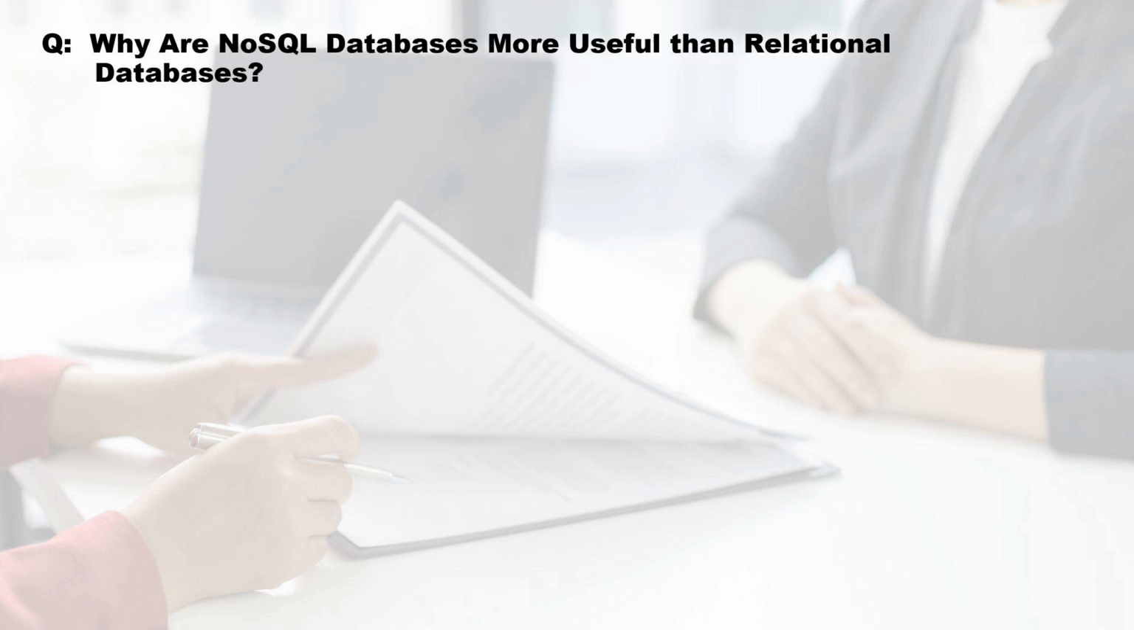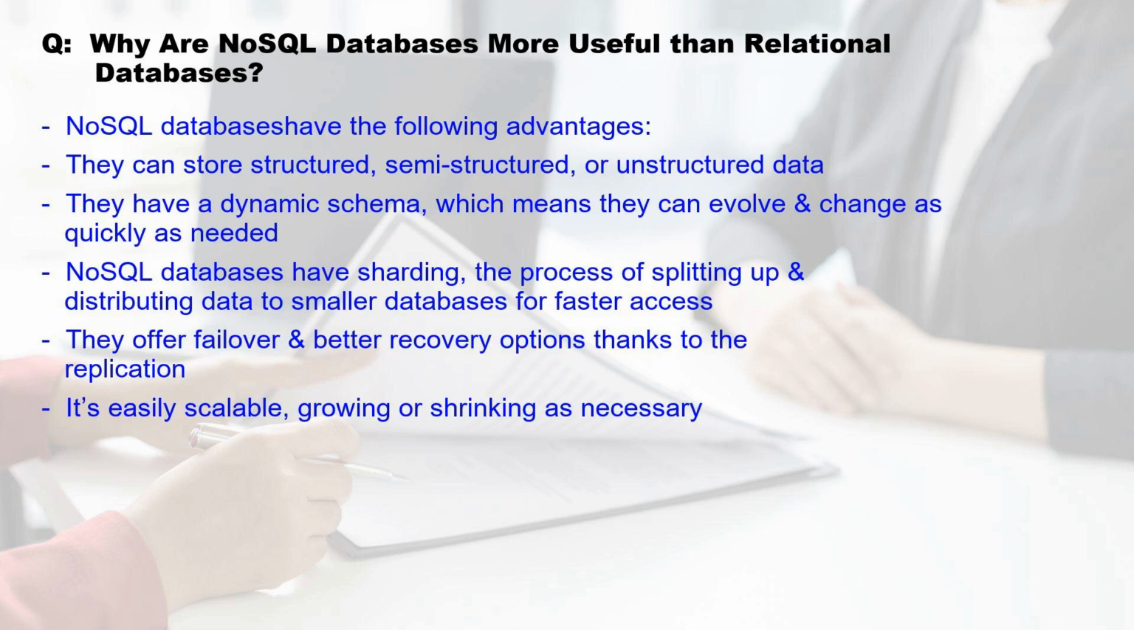Why are NoSQL databases more useful than relational databases? NoSQL databases have the following advantages. They can store structured, semi-structured, or unstructured data. They have a dynamic schema, which means they can evolve and change as quickly as needed. NoSQL databases have sharding, the process of splitting up and distributing data to smaller databases for faster access. They offer failover and better recovery options thanks to the replication. It's easily scalable, growing or shrinking as necessary.